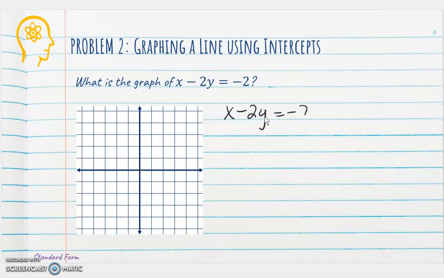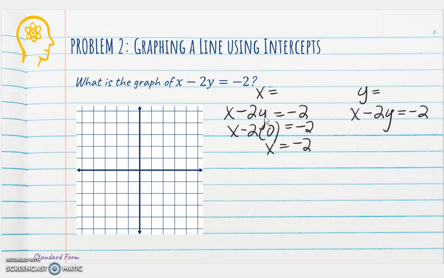Okay, so to do this, you still need to know your x-intercept and your y-intercept. We're going to do the same thing: solve for x and solve for y. To solve for x, you have to make y 0. So let's plug in 0 for y and then solve.